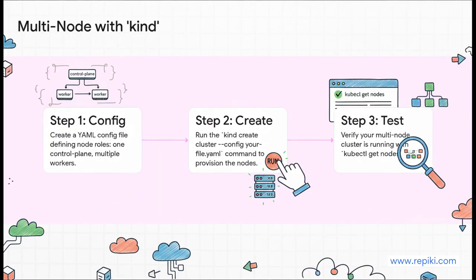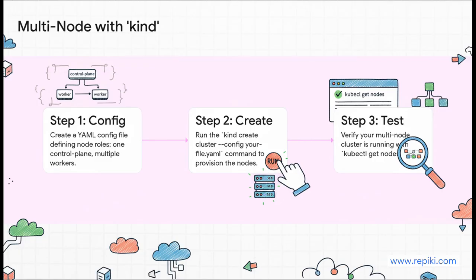And check out how simple it is with Kind to create a realistic multi-node cluster. It's just 3 steps. First, you create a tiny little YAML config file. Second, you define the roles you want, say 1 control plane node and 2 worker nodes. Then you just run 1 command pointing to that file. That's it. In less than a minute, you have a fully functional multi-node cluster all set to test your distributed apps.